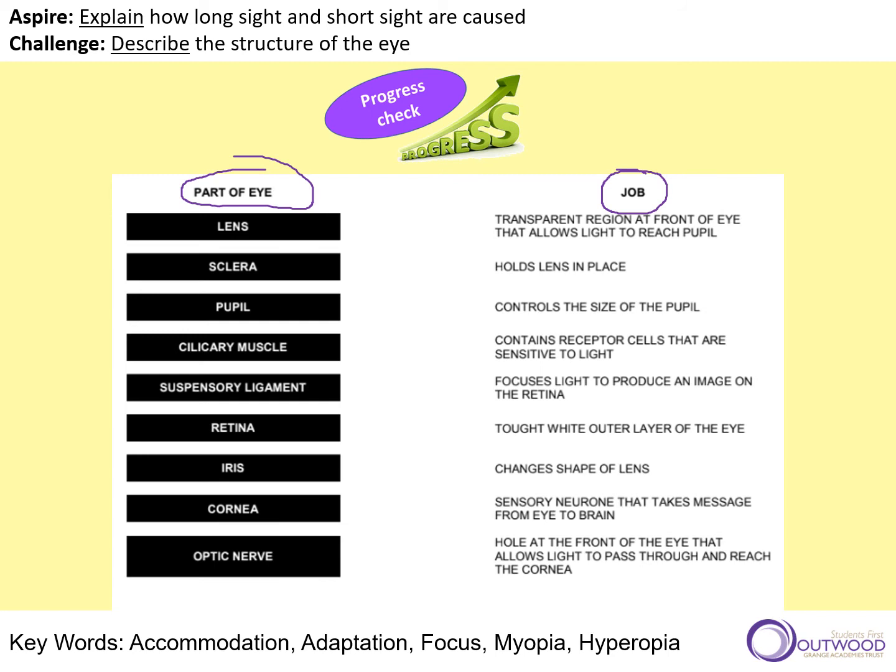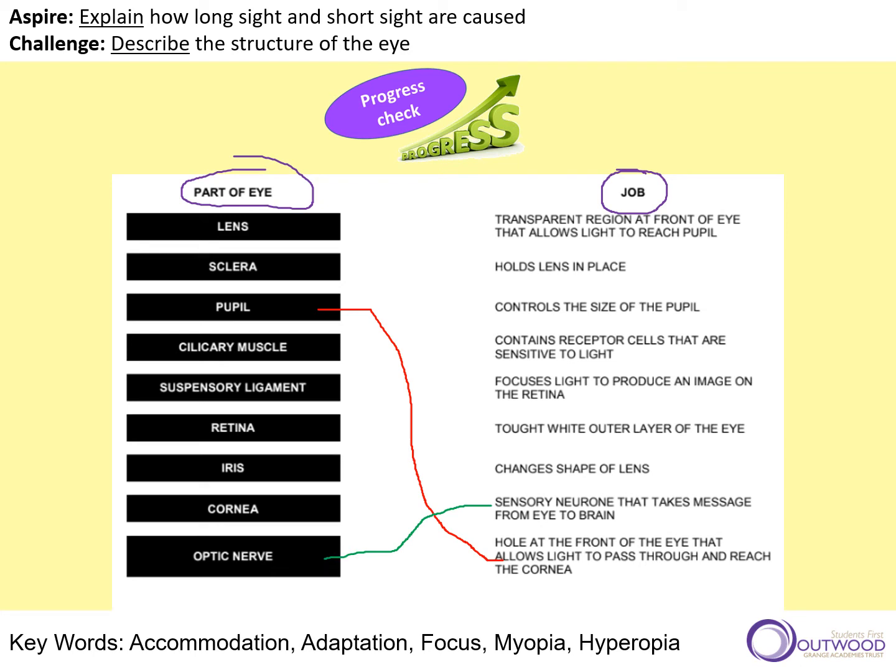Let's start at the bottom actually. So the hole at the front of the eye that allows light to pass through and reach the cornea is the pupil. Okay, so there we go. So that one matches with that one. The sensory neuron that takes message from the eye to the brain would be your optic nerve.